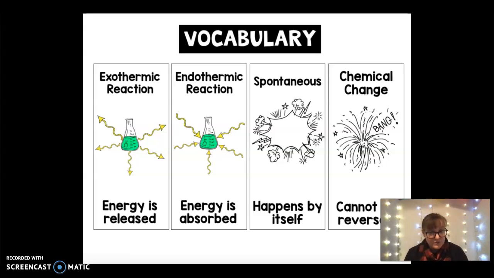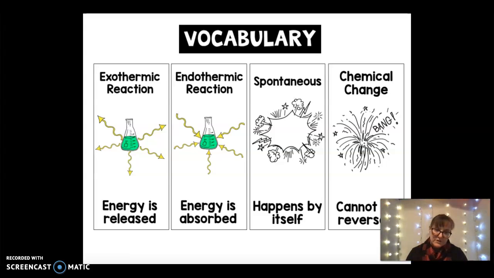So exothermic means that we give off energy. The energy is exiting, so it's exothermic, exiting the reaction. Endothermic, entering. So it's going to absorb the energy, it's going to get colder. So exo, exit, endo, absorb, or enter. So then you have spontaneous reactions, which means that they happen on their own, just poof. And chemical change means that you can't reverse it. It's probably the easiest way to have it explained.